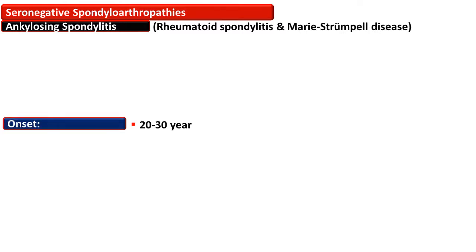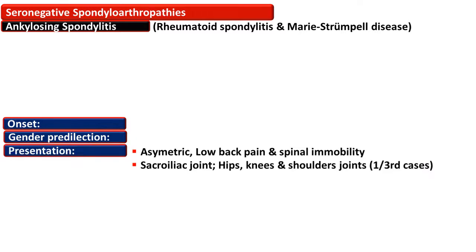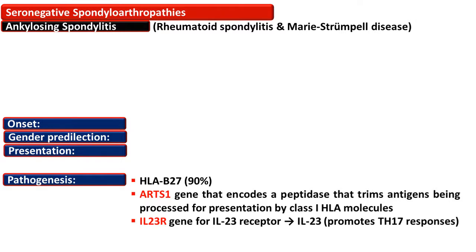The onset of disease is between 20 to 30 years of age. It is about twice as common in men than in females. The patient presents with asymmetric low back pain and spinal immobility. The frequently affected joints are sacroiliac, hip, knee, and shoulder joints, which are affected in about one-third of the cases.